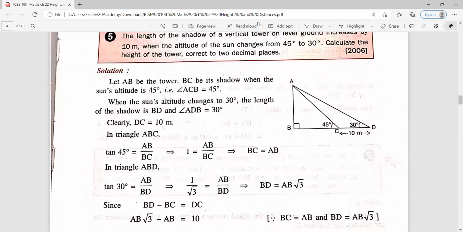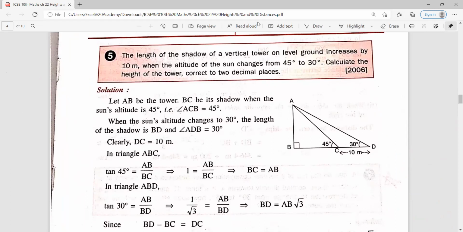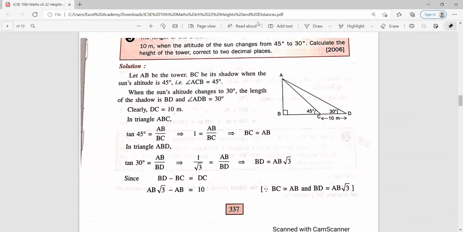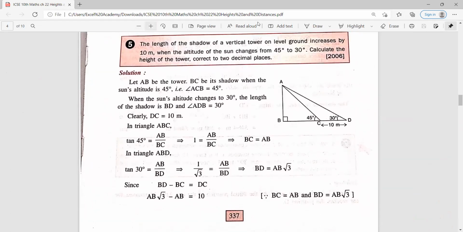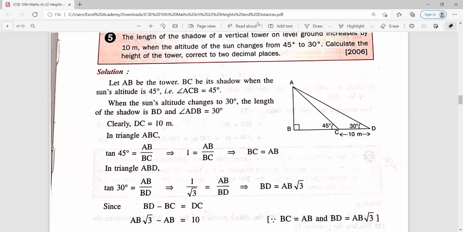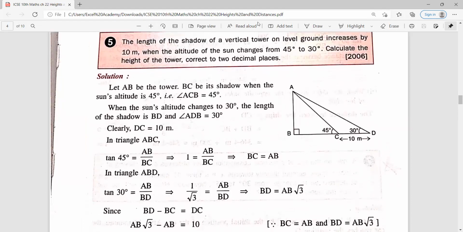So I'll again explain the short examples from the textbook and we will continue. The length of the shadow of a vertical tower on level ground increases by 10 meter. The increase is given to you, it's not absolute. When the altitude of the sun changes from 45 degrees to 30 degrees, calculate the height of the tower correct to 2 decimal places.